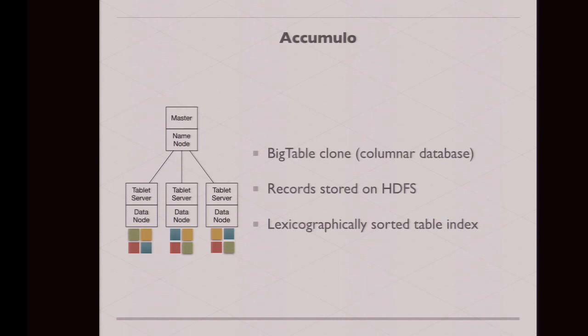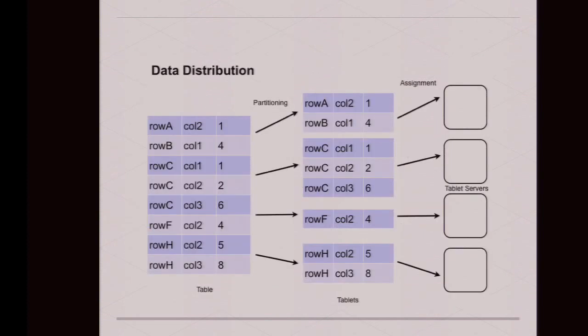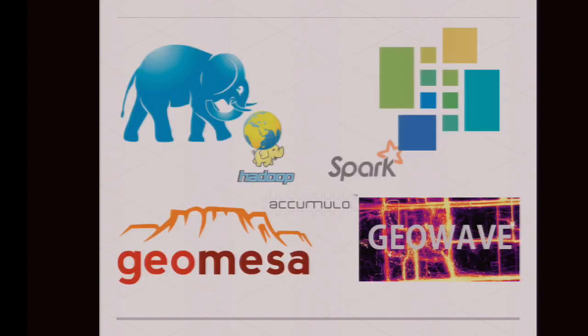So Accumulo, like I said, is a Bigtable clone. The records are stored on HDFS, but there's a lexicographically sorted table index that indexes into the database and allows you to do quick lookups of where the data is and do query retrievals. And so this is a diagram of how the data is distributed, right? If you think about a SQL database, you have a table. If you partition chunks of that table up, you can spread it across the nodes of the cluster and then work on those chunks of the table in parallel.